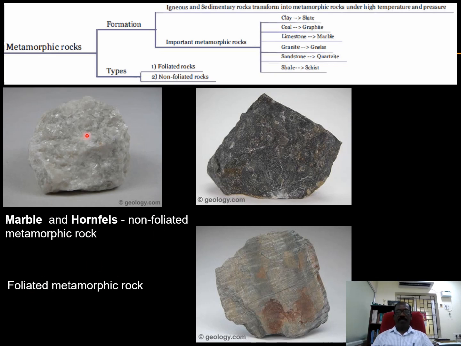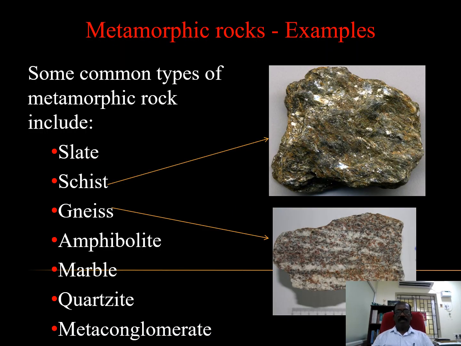The best examples of how those rocks look, we can see marbles. These non-foliated rocks are two. The foliated metamorphic rocks, see the difference. Okay. The next, the best examples for metamorphic rocks are slate, schist, gneiss, marble, quartzite, and conglomerate, metaconglomerate.